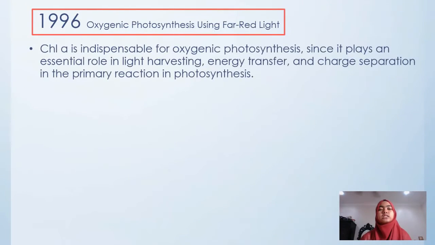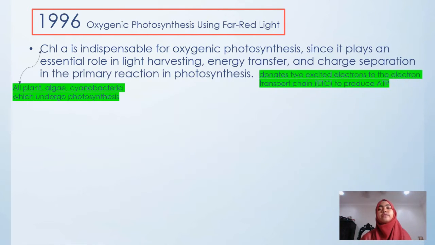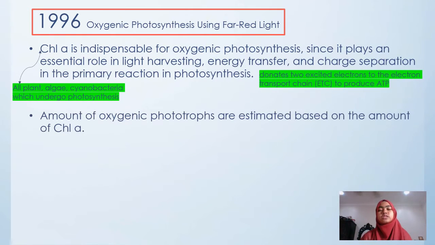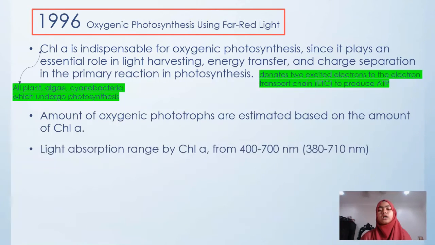In 1996, oxygenic photosynthesis using infrared light was reported. Chlorophyll a is indispensable for oxygenic photosynthesis and plays an essential role in light harvesting, energy transfer, and transduction in the primary reaction in photosynthesis. Chlorophyll a is found in all plants, algae, and cyanobacteria that undergo photosynthesis, because chlorophyll a is the primary pigment. Amounts of oxygenic phototrophs are estimated based on the amounts of chlorophyll a.